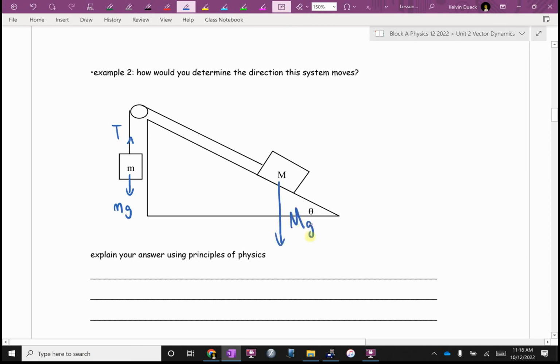Big mg, cause, components. Big mg perpendicular, big mg parallel. Normal force, tension. And friction if it was in there, but I wouldn't use friction yet.